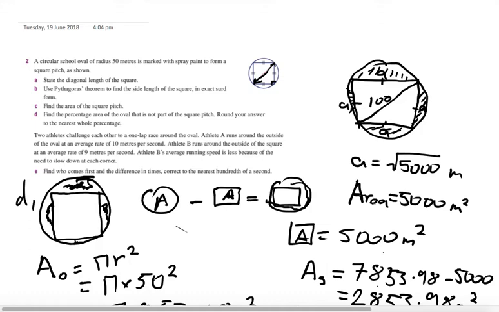Two athletes challenge each other to a one-lap race around the oval. Athlete A runs around the outside of the oval at an average of 10 meters per second. Athlete B runs around the outside of the square at an average rate of 9 meters per second. Athlete B's average running speed is less because he needs to slow down at each corner. Find who comes first and the difference in times, correct to the nearest hundredth of a second.